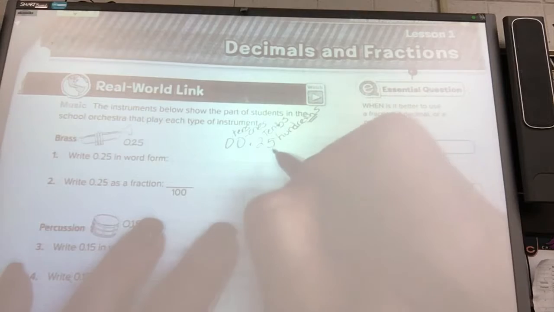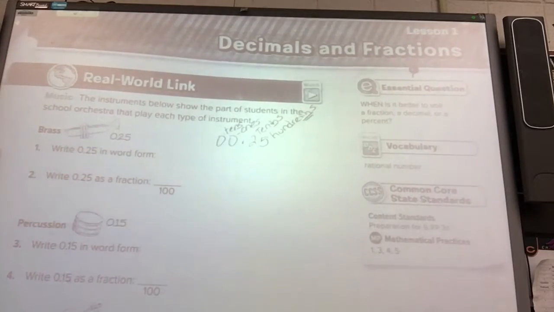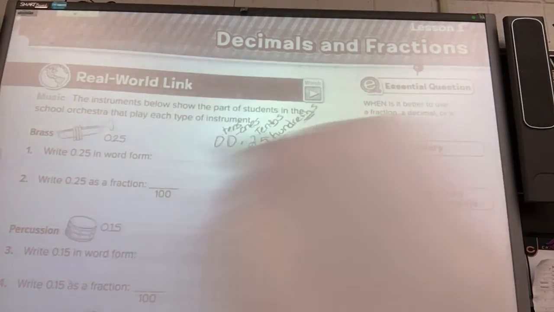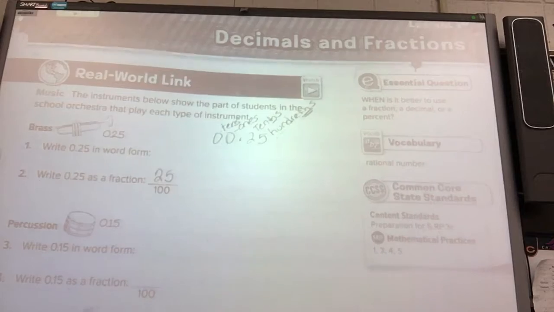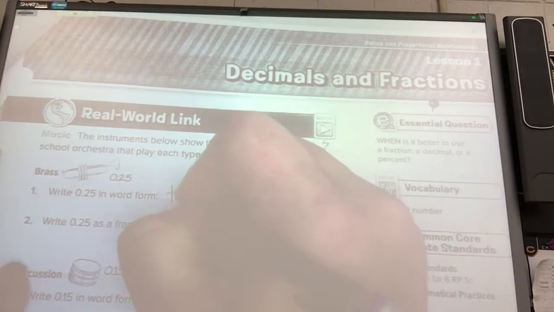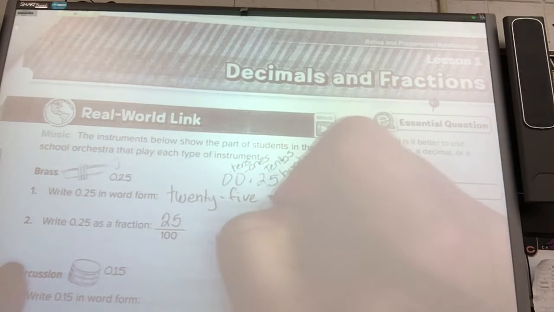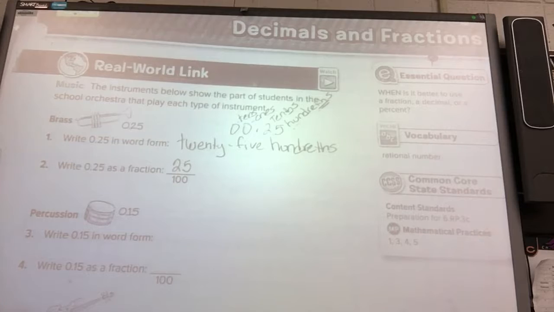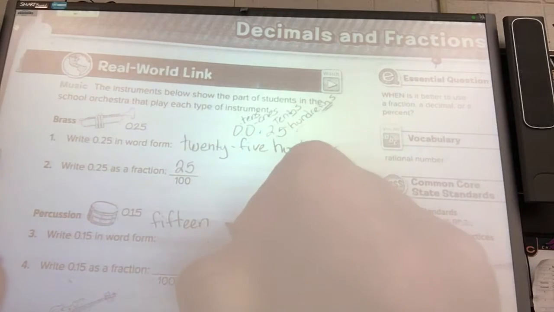Okay, so if this is hundredths, what word do you see in there that might give you a clue of what we do? 100, right? So when we see hundredth, that means that number is going to be put over 100. Okay, so percussion is 0.15. And if we wanted to write this in word form, we would write 25 hundredths. Okay? If we're looking at 0.15, we would write that as 15 hundredths.